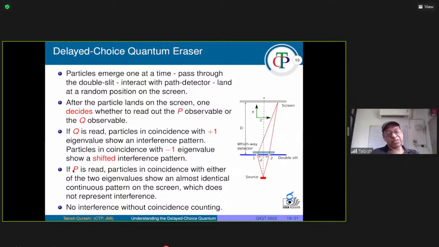Alternatively, if you decide to measure P, particles in coincidence with either of the two eigenvalues of P show an almost identical continuous pattern, which does not represent any interference. However, if you don't do any coincidence with what your path detector is doing, if you just look at the screen, you will not see any interference. Interference is only in coincidence with the eigenvalues of this operator Q. So this is what happens in a real delayed choice quantum eraser experiment.